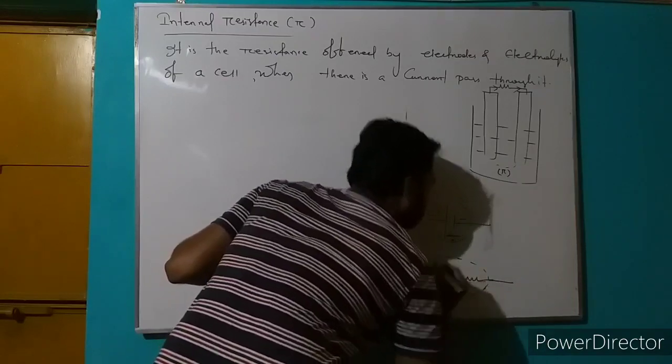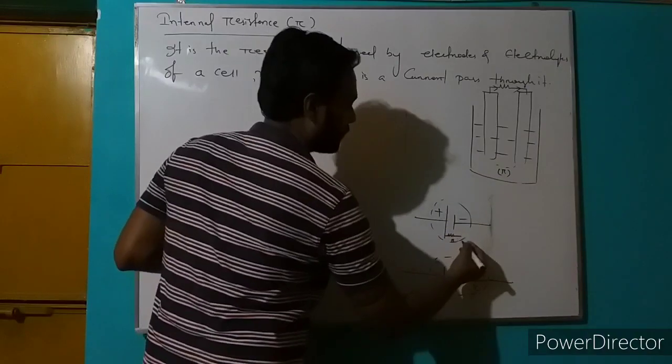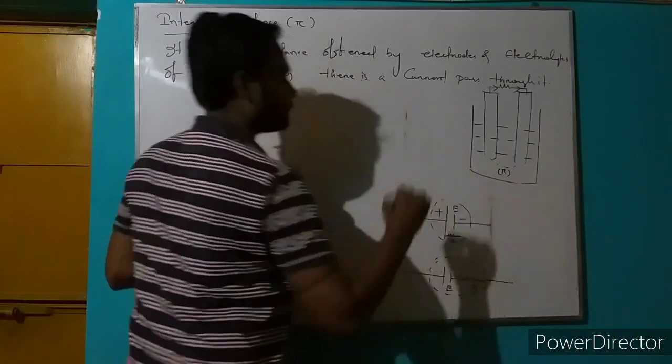Okay. So that is small r and that is E, the EMF. Clear?